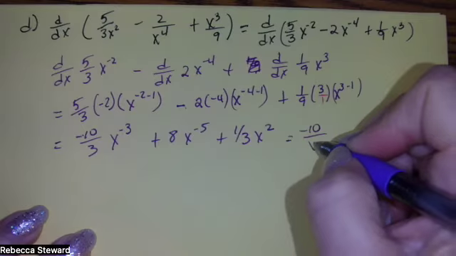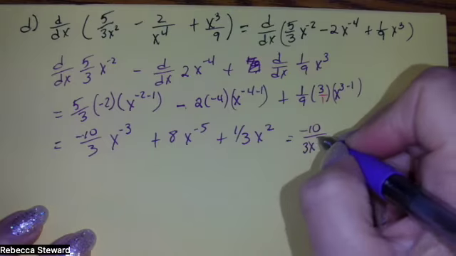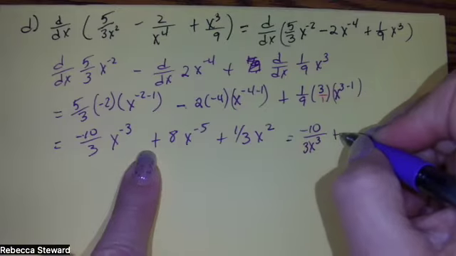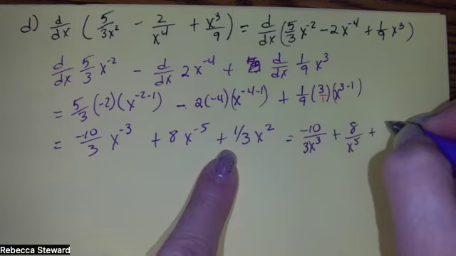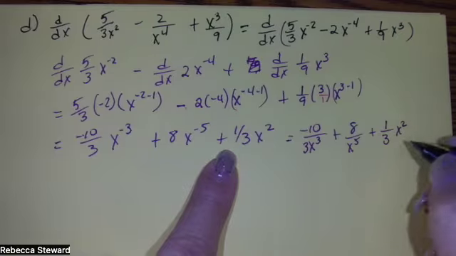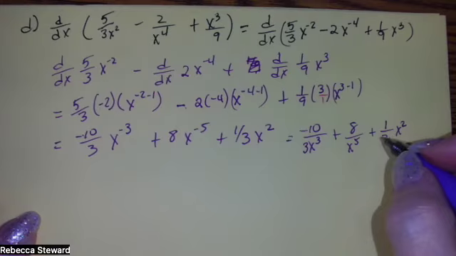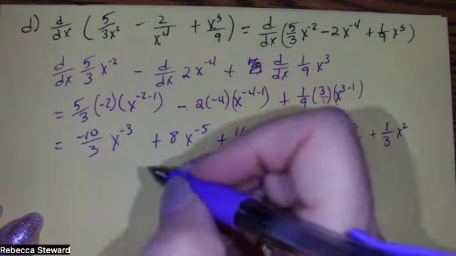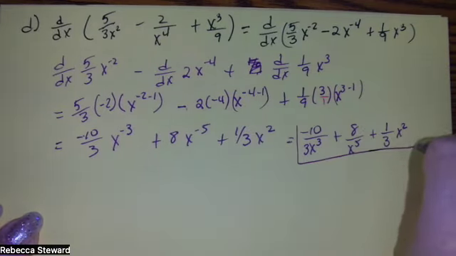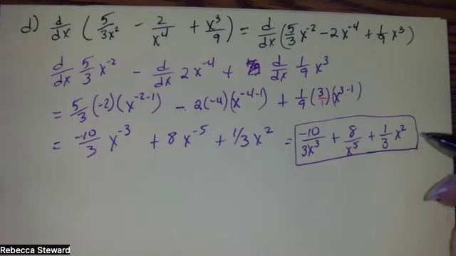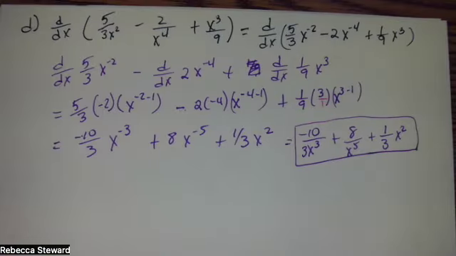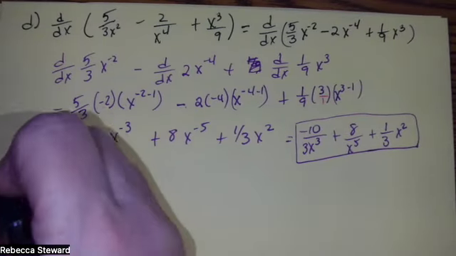All right, again, writing it all in positive exponents, we will end up with negative 10 over 3x cubed plus 8 over x to the 5th plus 1/3 x squared. Or you could write that as x squared over 3. Either way you want to do it, because they did have it over 9. It doesn't matter, because it's not about a negative exponent, so it doesn't matter. All right, let's go on to example 6.